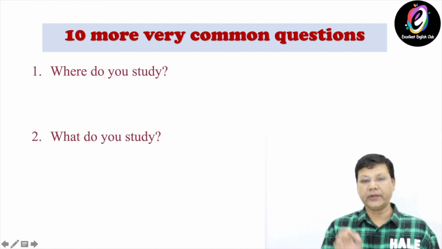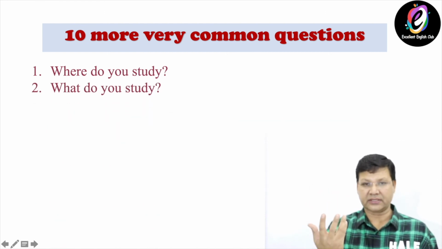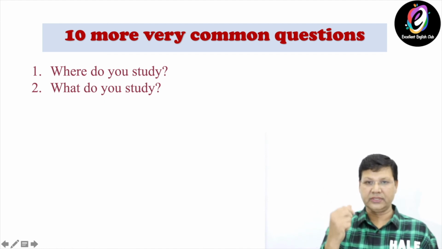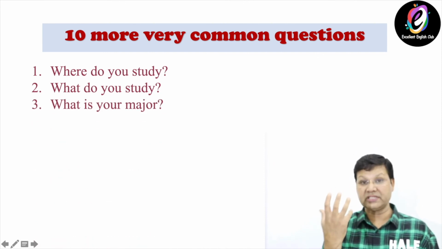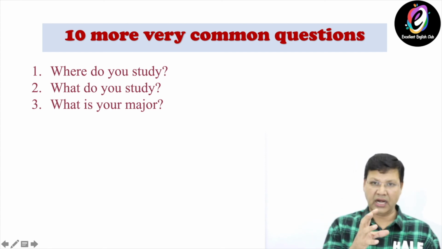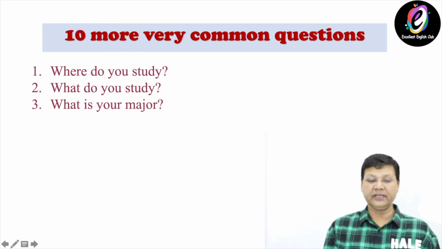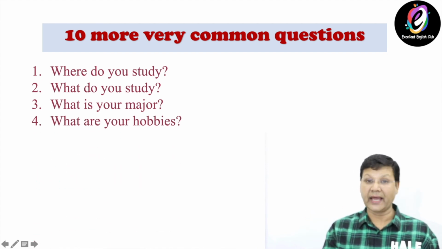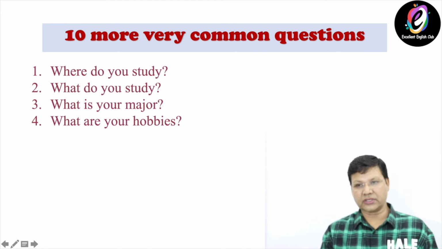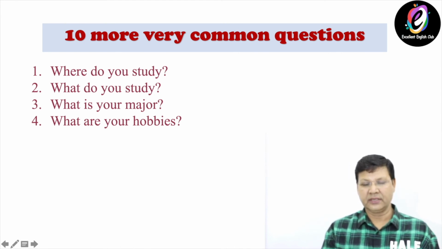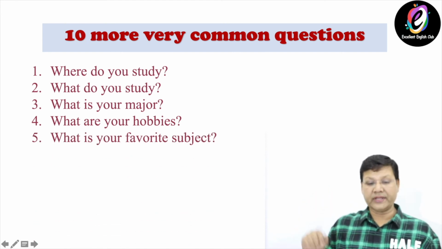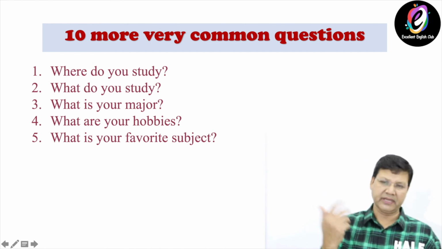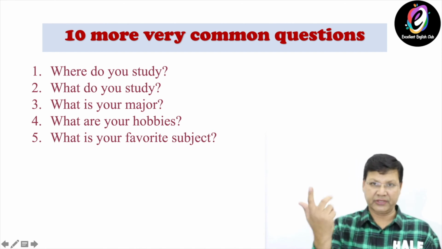Number 2, what do you study? Means what is your subject? Okay? You are an art student, you are a medical student, or you are an engineer, right? Number 3, what is your major? Means what is your main subject? Science, arts, whatever it is. Then what are your hobbies? Means what do you like? Say for example, my hobby is listening to music or swimming, or somebody says making friends. So many things. Number 5, what is your favorite subject? You are studying many subjects, maybe one of them is your favorite subject, right?